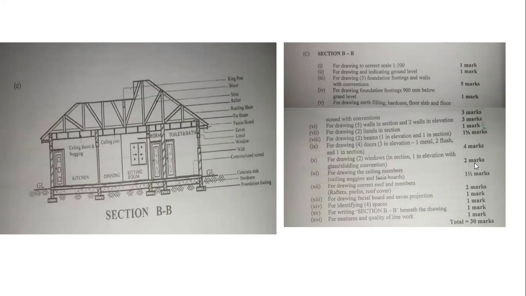Then the next one says that for drawing two windows in section and one in elevation with glass sliding convention, 2 marks. So we have two windows in section, one in section and one in elevation. This is the window in section, and this window is the one in elevation. Then for drawing 4 doors, 3 in elevation, 1 in section, 2 flush. These are the doors that we talked about. So we have this one, we have this one. Then this one is in elevation. So those are the doors.